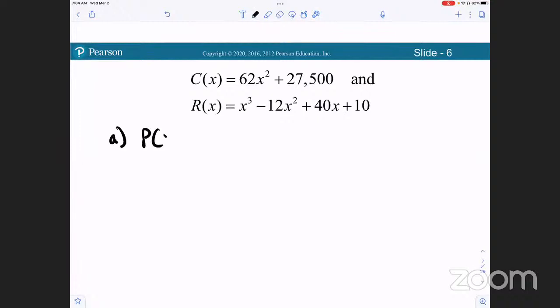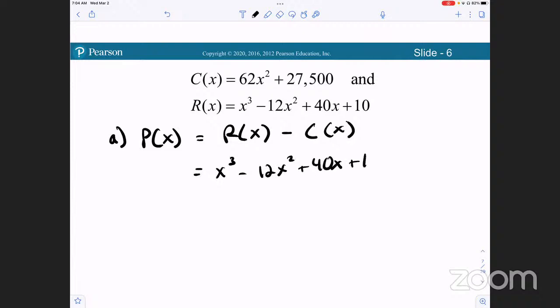P of x, the total profit. Again, that's going to be the money generated minus the money spent. So in this case, it's going to be x cubed minus 12x squared plus 40x plus 10, minus, and I'm going to shrink these down to get it on one line, 62. We need to distribute our negative as well. 62x squared minus 27,500. Okay, one line.